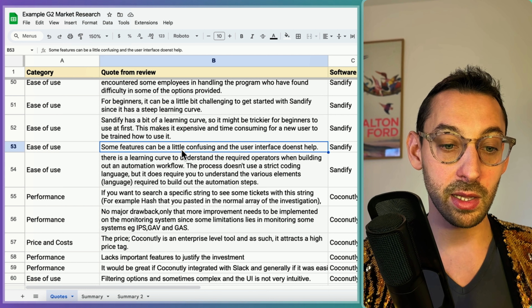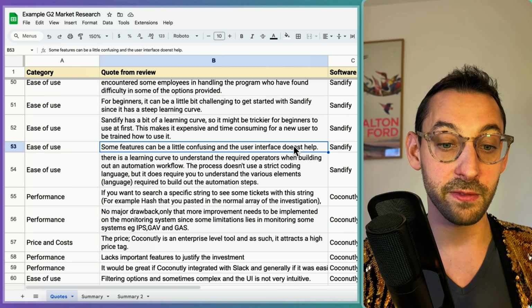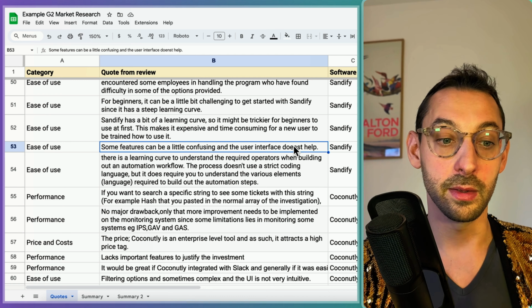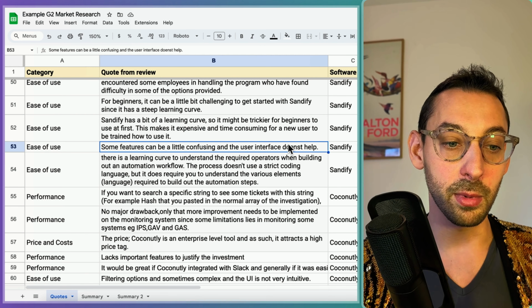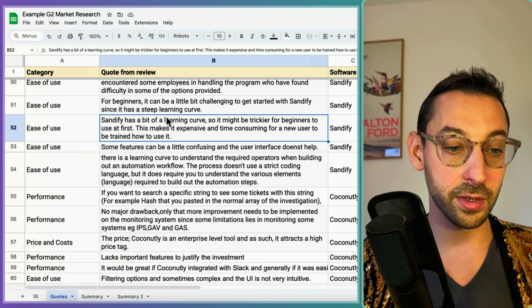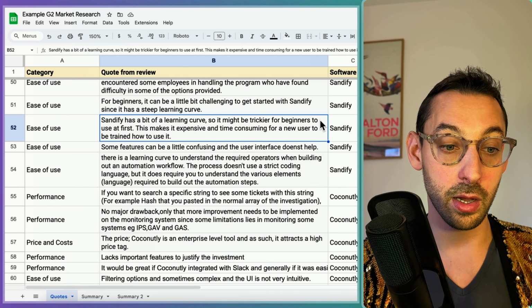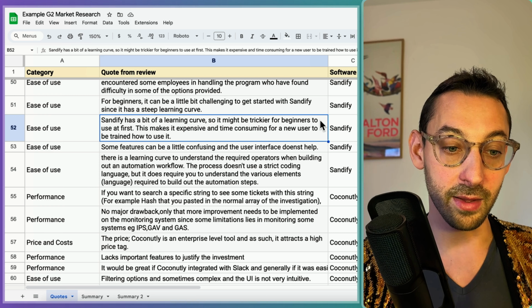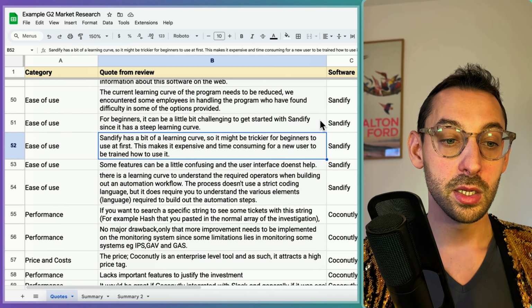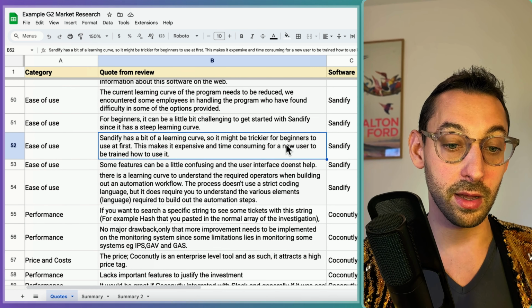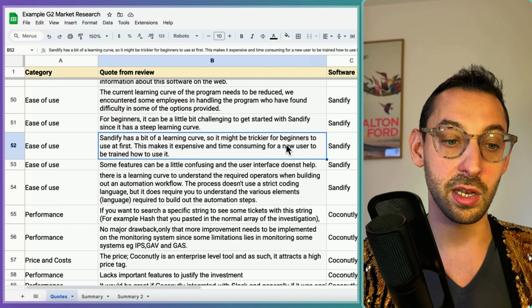"Some features can be a little bit confusing and the user interface doesn't help." UI is the problem. "There's a bit of a learning curve. It's trickier for beginners." So probably time to value is longer because there is a learning curve to get up to speed. Again, these are real reviews. I only changed the name of the software.